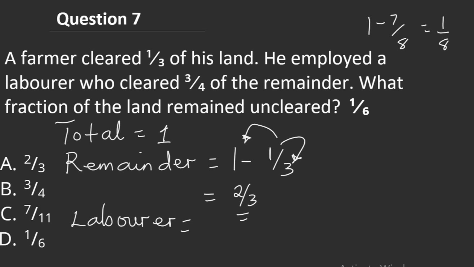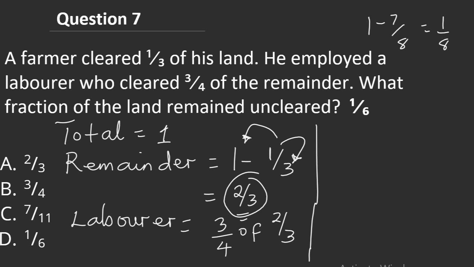Okay, so according to the question, the laborer cleared 3/4 of the remainder. Now we've seen that the remainder is 2/3. Of means times. So the laborer cleared 3/4 times 2/3. 3 into 3 is 1, 3 into 3 is 1, 2 into 2 is 1, 2 into 2 is 1. So the laborer cleared 1/2. What fraction of the land remained uncleared?